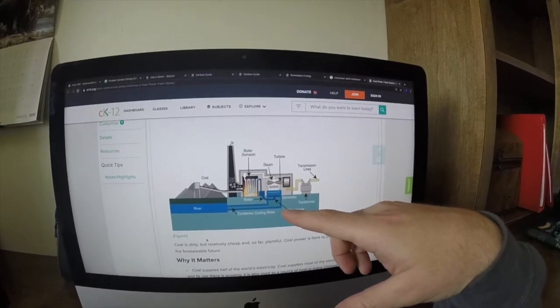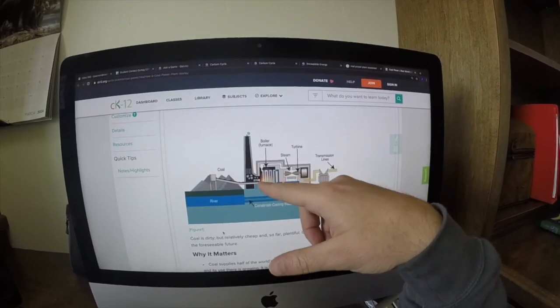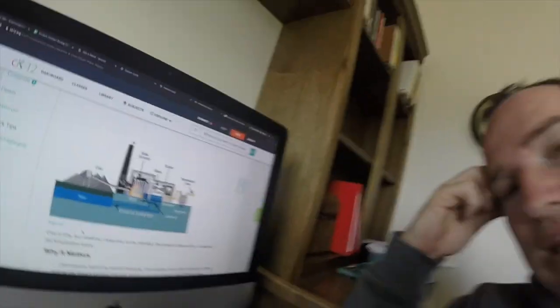It's a pretty simple process, but the bad part is when the coal gets burned in this room, you can see the fumes. They come out these huge smokestacks. It creates a lot of carbon dioxide. It creates a lot of electricity, but a lot of carbon dioxide, which is a greenhouse gas, which helps contribute to global warming.